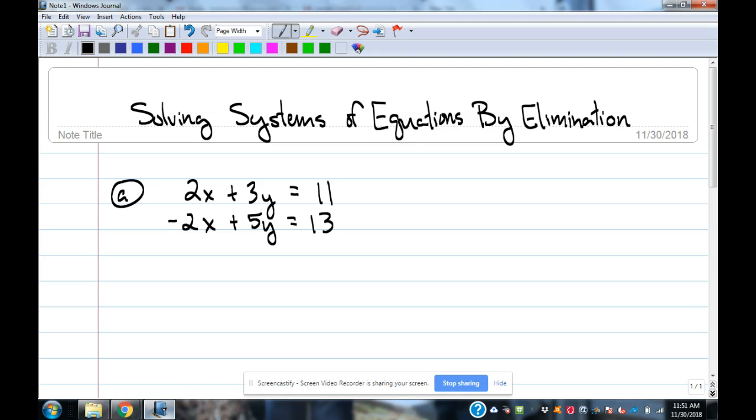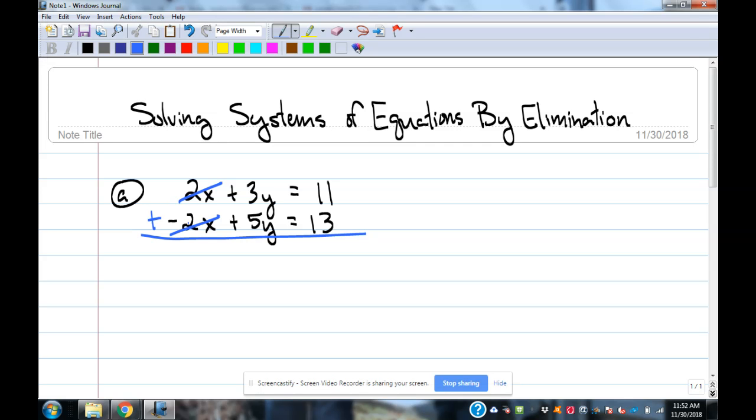So this one already has opposites on it. So the elimination that happens comes from adding these two equations together. So we're adding the entire equation together. So what's positive 2 plus negative 2? What happens to those? They become 0. They eliminate one another, right? Name of the method is elimination. So these two are opposites, so they eliminate one another.